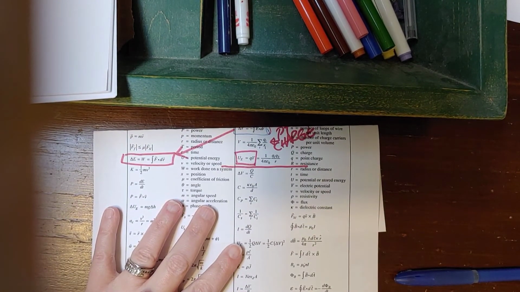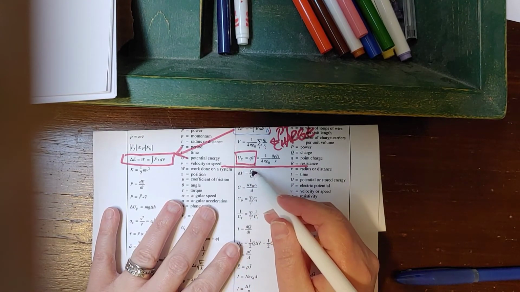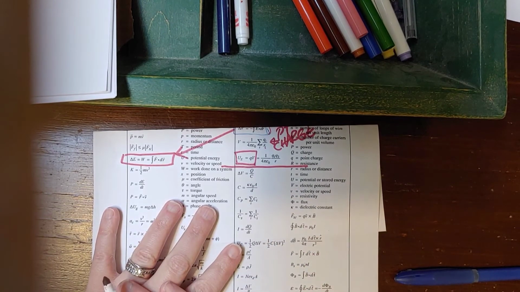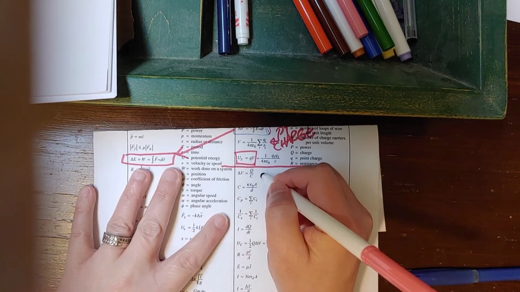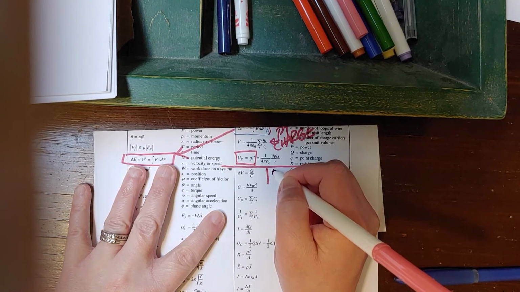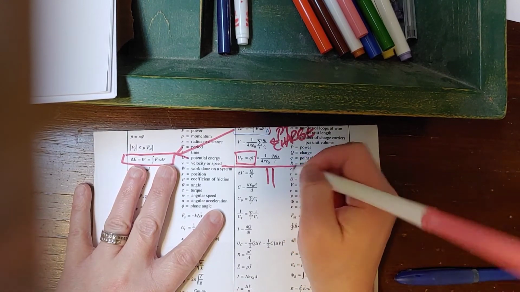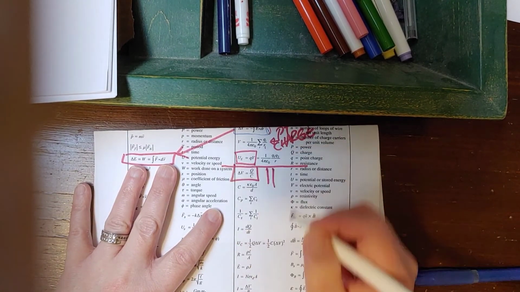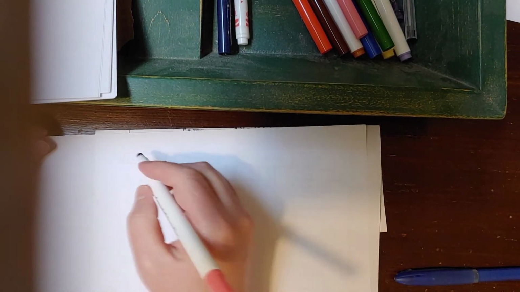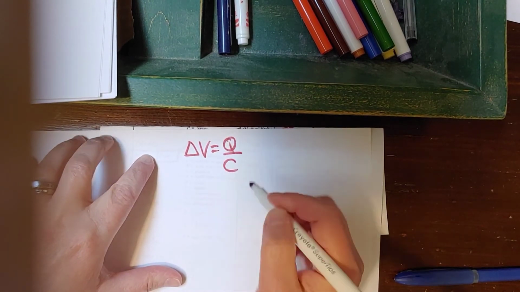All right, we just saw some V's, so we know that that's a potential. Q is some kind of charge, and C, what is C? This is for a capacitor. I'm drawing a parallel plate, but you could have any kind of capacitor. This is for a capacitor. Okay, so let me write down, that said delta V is Q over C.